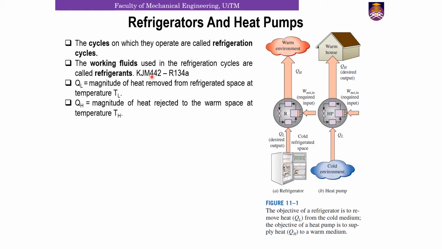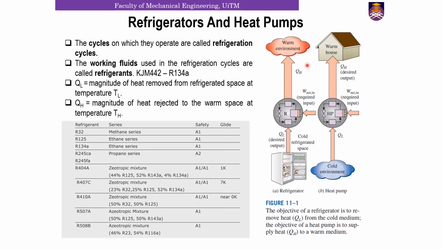Right? And QH is nothing but the heat rejected to the warm space at temperature TH. So please bear in mind, it's very important for you to know these parameters. Now this table here gives you some of the refrigerants that are quite commonly used in a refrigeration system.